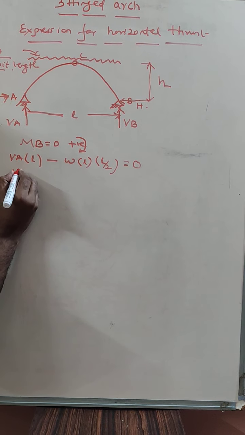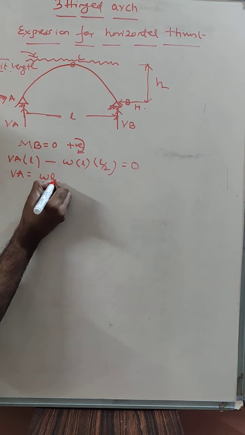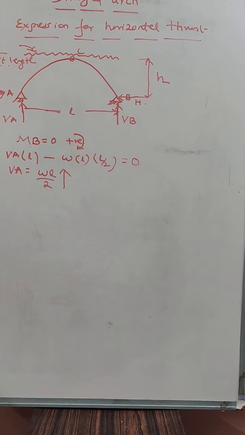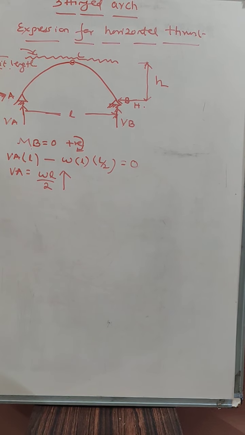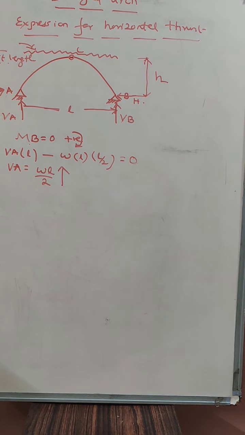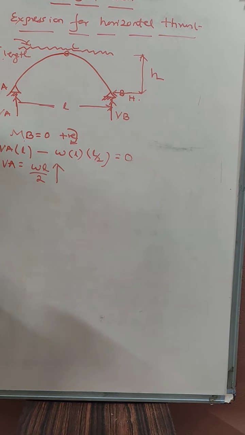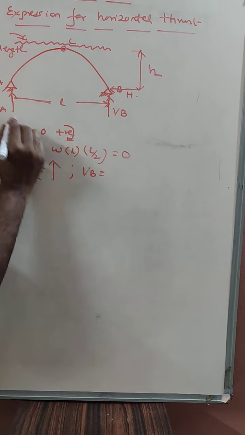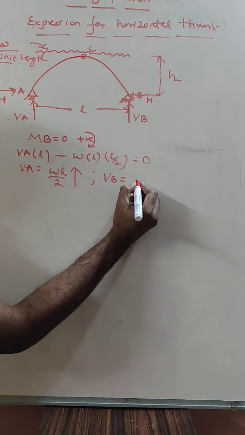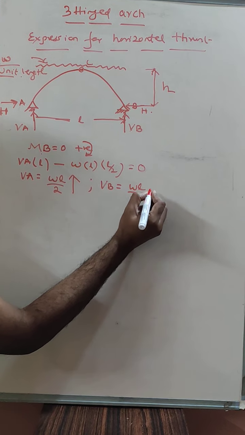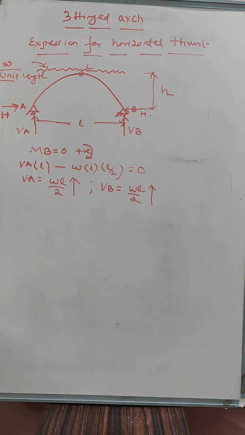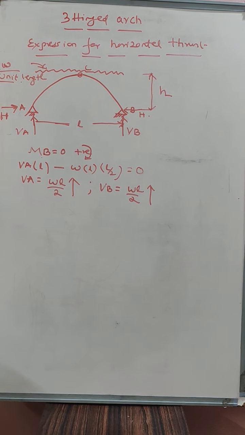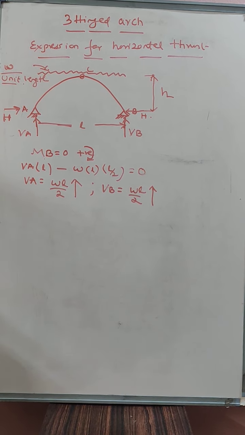With that you will get VA equal to WL by 2 acting upward. Like in case of a simply supported beam subjected to uniformly distributed load, you know the reaction VA is equal to WL by 2. If VA equals WL by 2, VB should also be equal to WL by 2 because the loading is symmetric. So VB is also WL by 2. So VA and VB are WL by 2 each. Now this is how we can find out the reactions. It's very simple, that you have already seen, that is not a new thing to you.